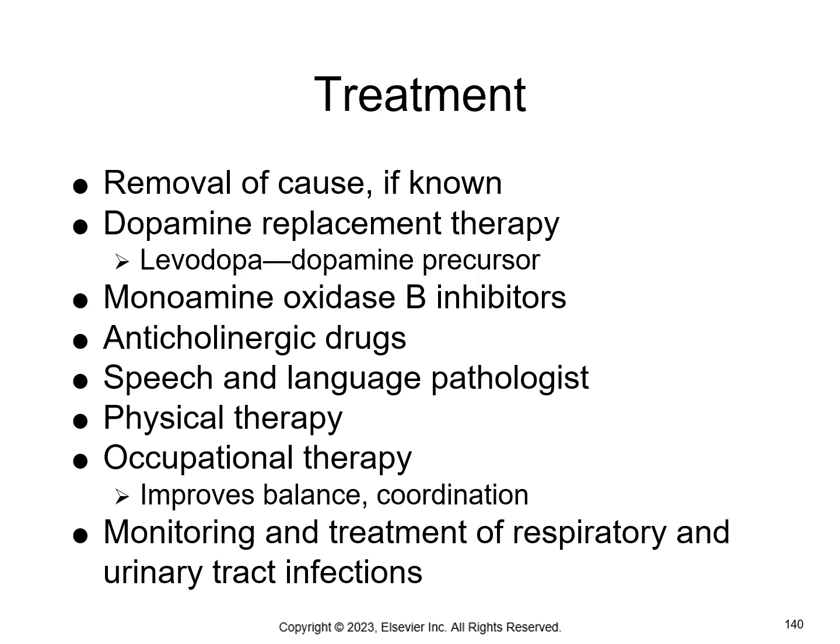To treat Parkinson's, we remove the cause if we have a known cause. We can do dopamine replacement therapy. We can do monoamine oxidase B inhibitors, anticholinergic drugs, speech and language pathology, physical therapy, occupational therapy, and then we're going to monitor and treat any respiratory and urinary tract infections.